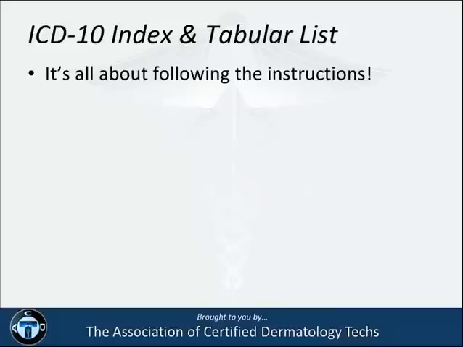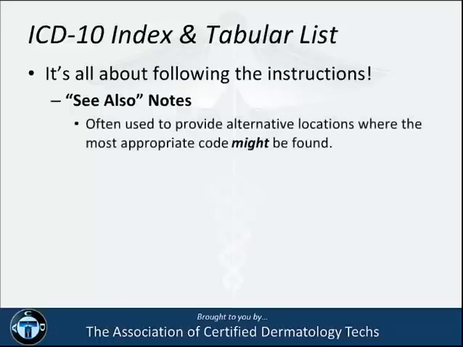The See Also notes are a little different from the See notes. A See Also note is most often used to provide alternative locations in the index where the most appropriate code might be found. The keyword here is might. They're simply presenting you an alternative that you might want to consider, but it doesn't necessarily mean that you'll find the best code there.